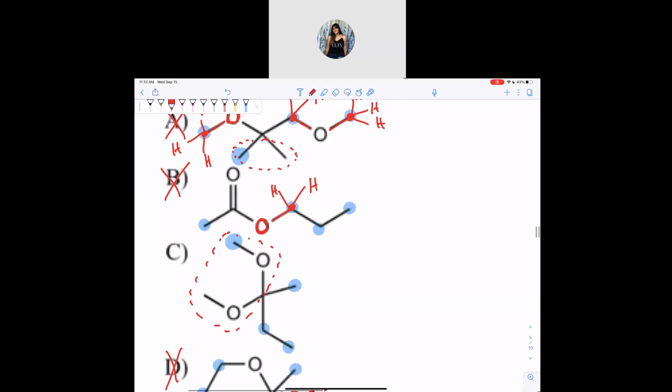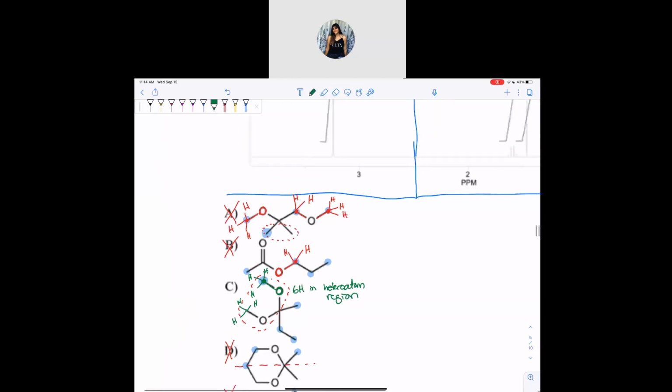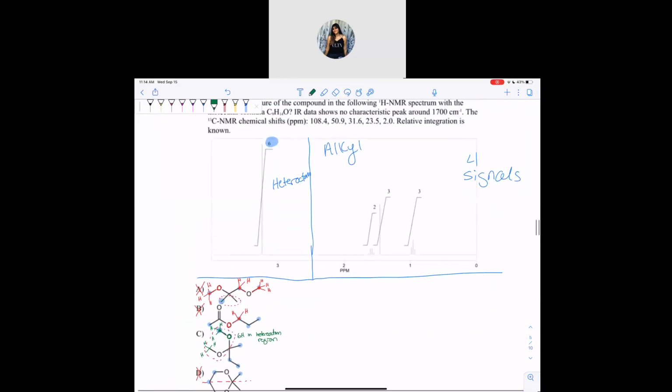All right, C looks promising because it has that symmetry. So I'll do it in a different color. We have 3, 6H, cool. So we have an integration of 6H. And let's just double check that these are in the heteroatom region. So they're attached to a carbon that is directly attached to an oxygen. So yes, we do have 6H in heteroatom. And so for that reason, C is our correct answer.